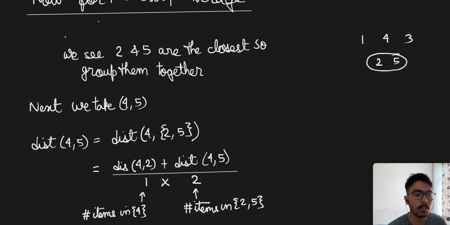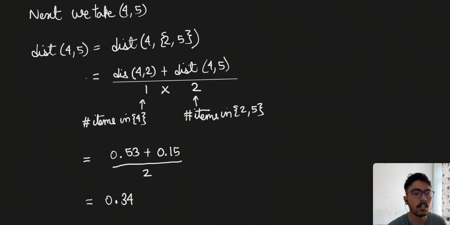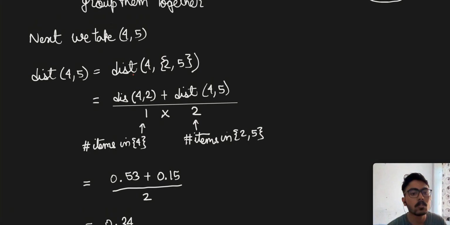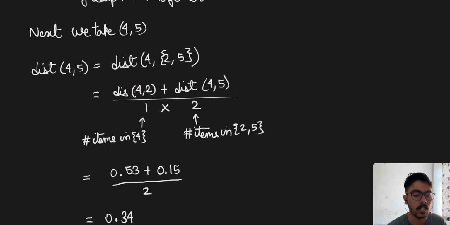Next we take 4 comma 5. We can take 3 comma 5 as well, which I will take next. I just took 4 comma 5 by mistake. So distance 4 comma 5 is 4 comma 2 comma 5 because these are clustered previously.